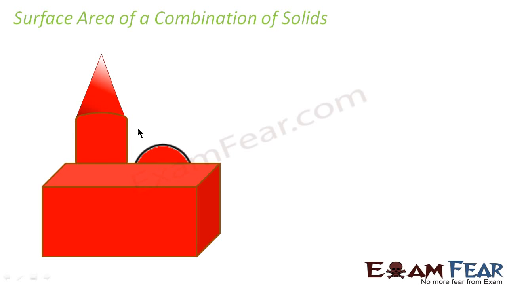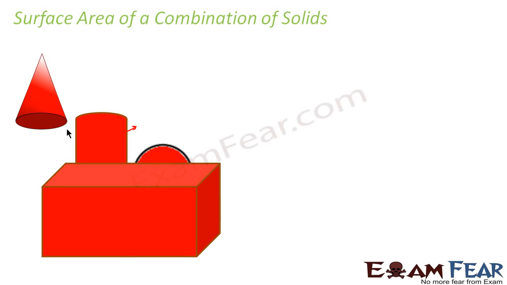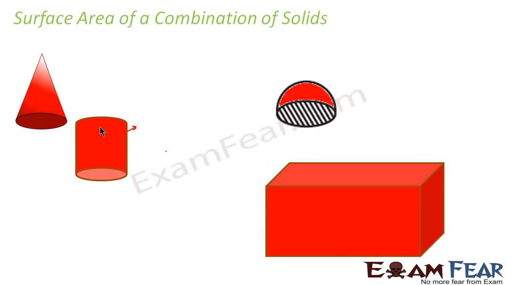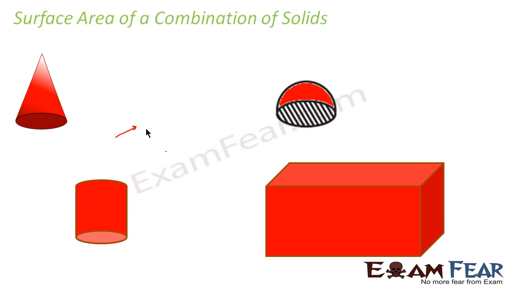And here if you see, this is a cylinder, this is a cone, this is a sphere, this is a cuboid. So let's break this. If I take this cone out, this cuboid out, this hemisphere out, and this cylinder out, I can see that the earlier figure was a complex figure, but actually we can break this into these figures.